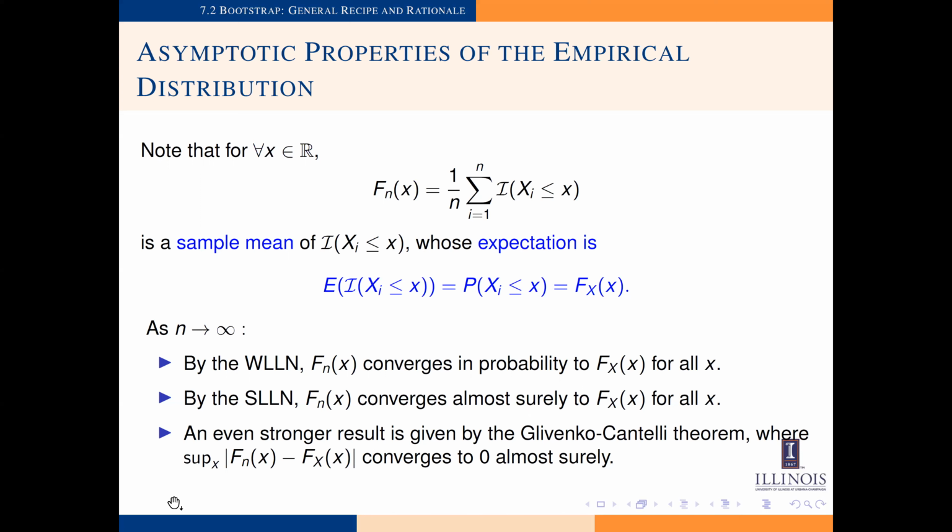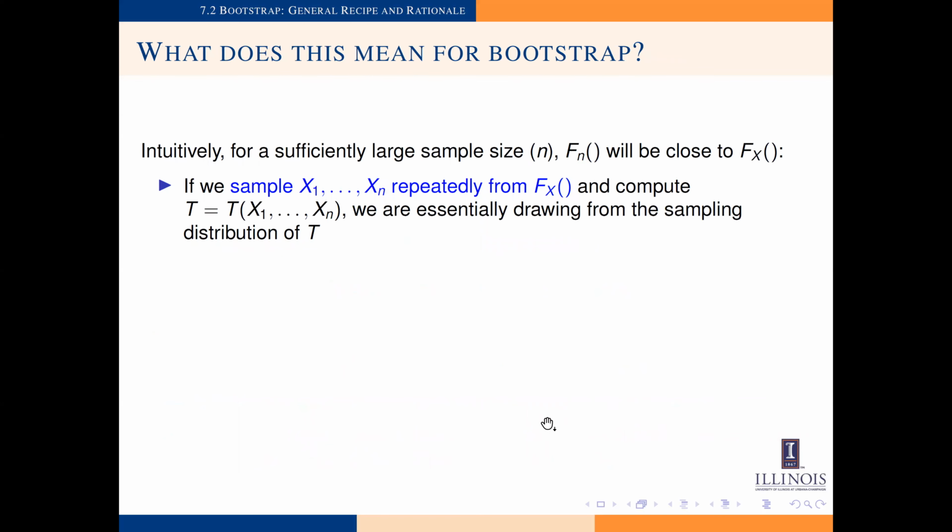What essentially all of these say is that as our sample size gets larger, our empirical CDF will get closer and closer to the theoretical CDF, which we don't know. So what does this mean for bootstrapping? Intuitively, for a sufficiently large sample size n, Fn, which is the empirical distribution function of our random samples, will be close to Fx.